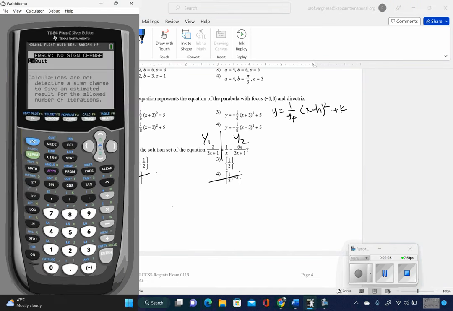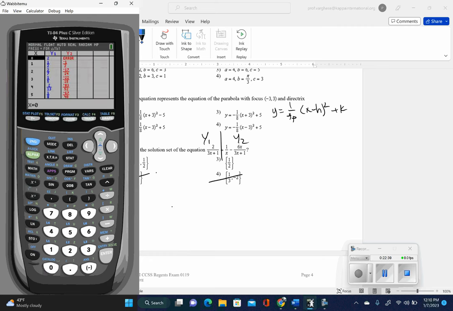Let's just say you're not sure, like, hey, did I even do it right? You can go to second graph, which is the table. Well, let's quit out of this first. You can go to second graph. And we don't see 1/3 here. So you could hit second window, which is the table set, and you can type in 1/3 here, and then hit second graph. And across from 1/3, we have different numbers. So that's 1/3. Now let me go to negative 1/3.